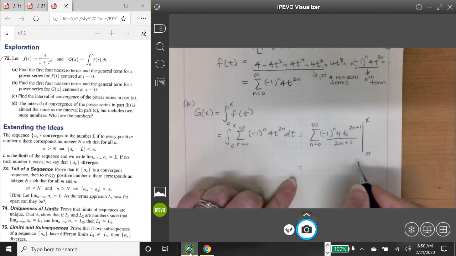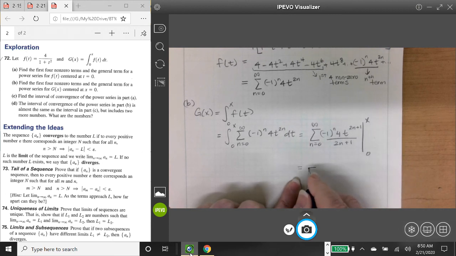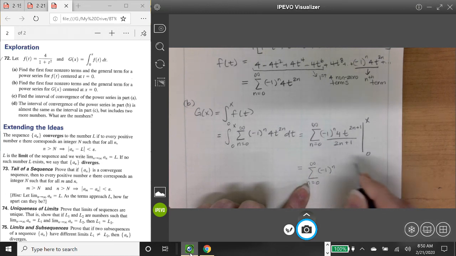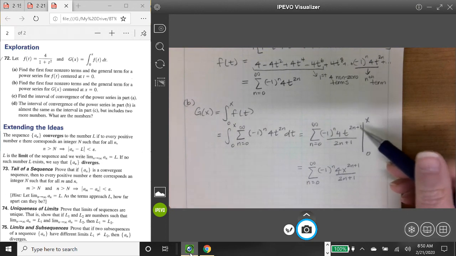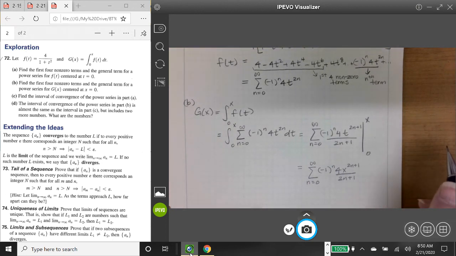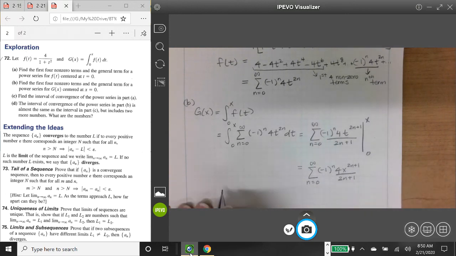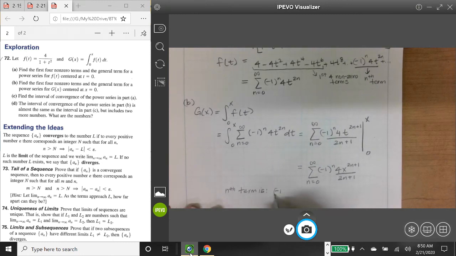we are going to put an x in here, and that's the sum from n equals 0 to infinity of negative 1 to the n 4x to the 2n plus 1 over 2n plus 1. And what happens then when we plug in 0 for t? Well, that just wipes everything out, which is really nice. Okay, so we have the nth term. So we're going to say the nth term is negative 1 to the n 4x to the 2n plus 1 over 2n plus 1.